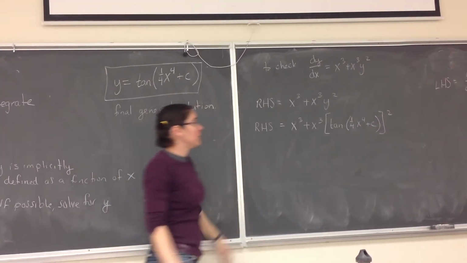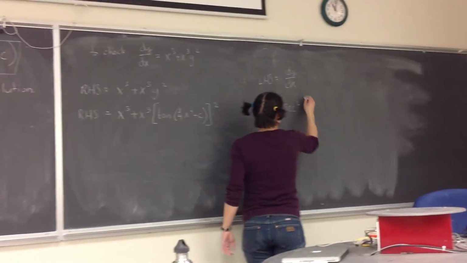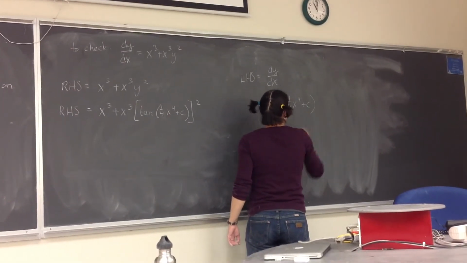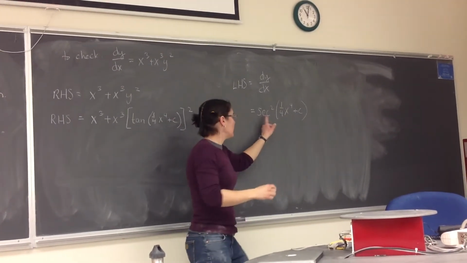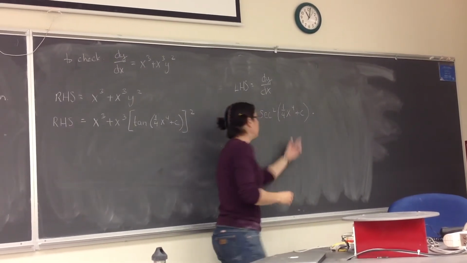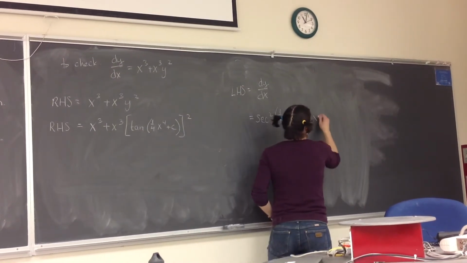So my derivative will be derivative of the outside, keeping the inside the same. So that's secant squared of 1/4 x to the fourth plus c. Derivative of the outside, keeping the inside the same, times the derivative of the inside. Now my inside, its derivative is x to the third.